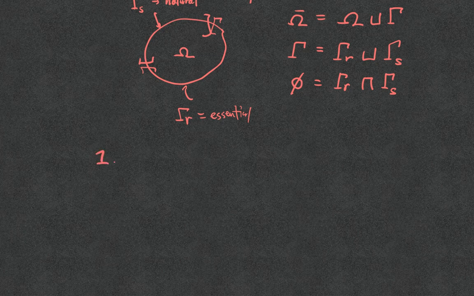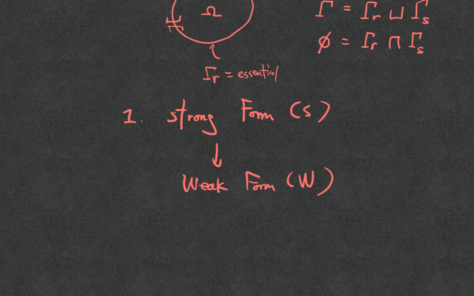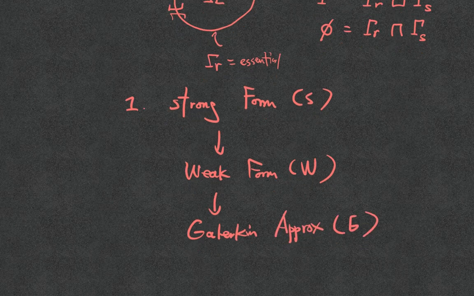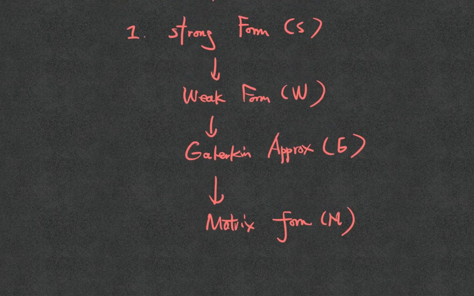What is a strong form? The finite element workflow has the following procedure. I will start with the strong form, and then I have the weak form, and then I will have the Galerkin form, Galerkin approximations more accurately, and then finally I would come to a matrix form. Now this is the workflow of the derivations.